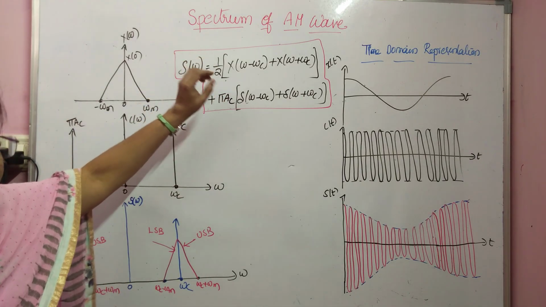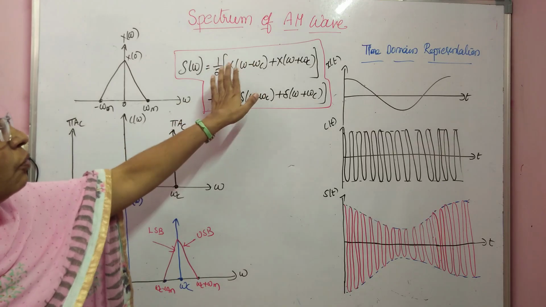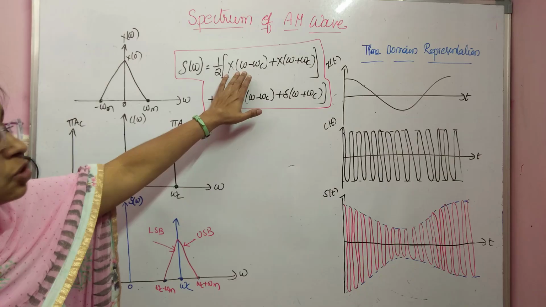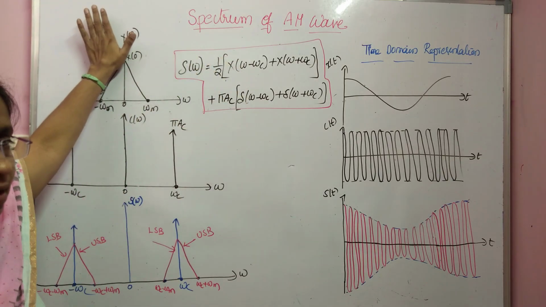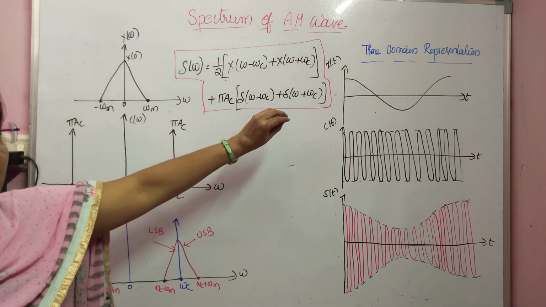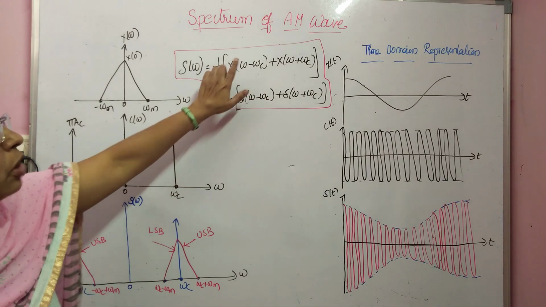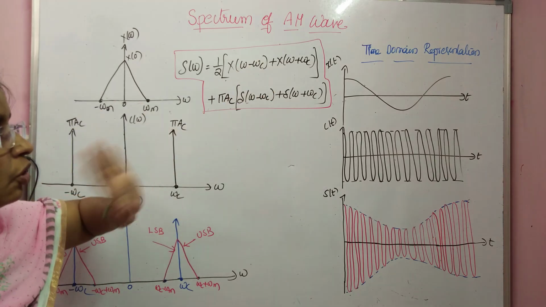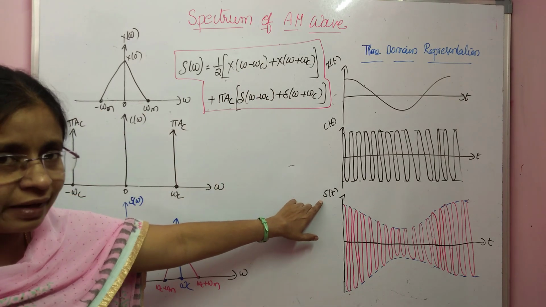Totally, if you see the S of omega, see here, what is the first term? The first term consists of the shifted version of the message signal, followed by the shifted version of the impulses. Both shifts are the same. If you observe, both shifts are the same. Okay. So this is the S of t signal. Okay.